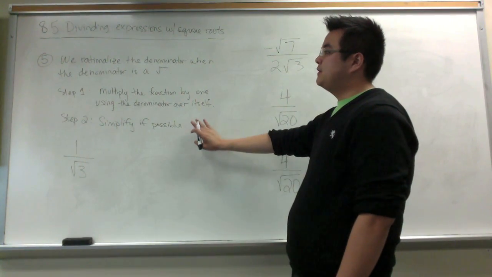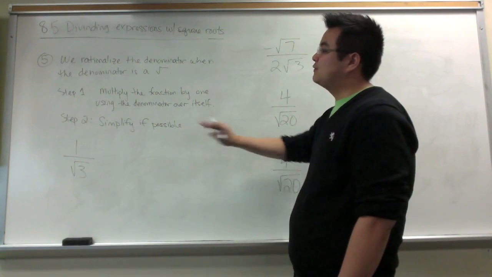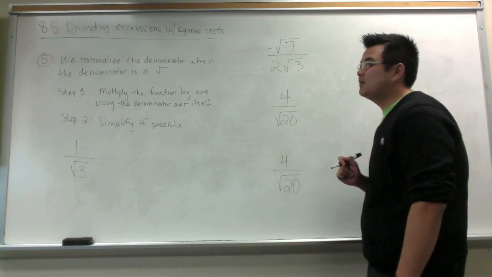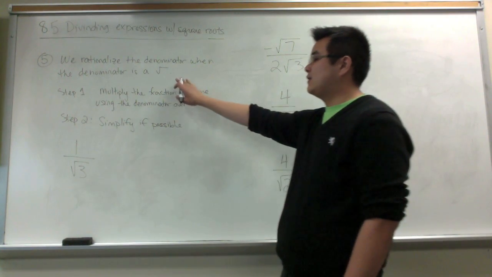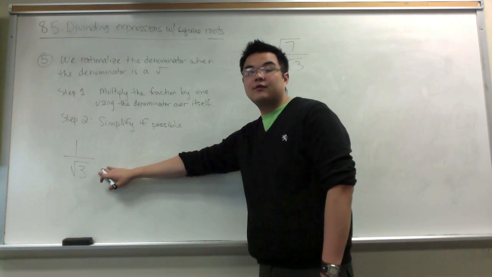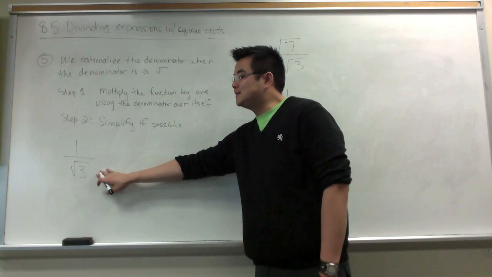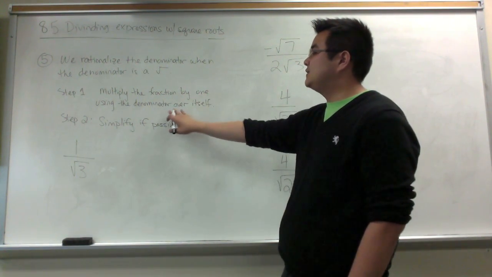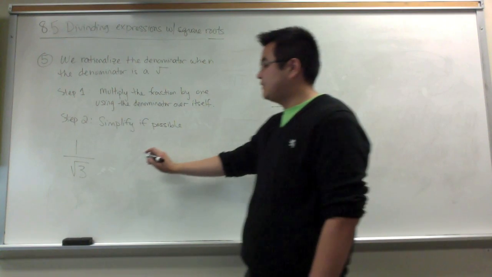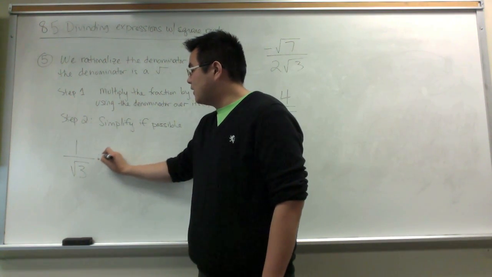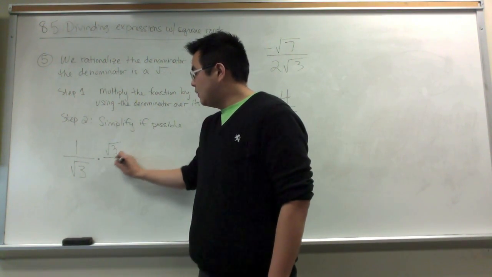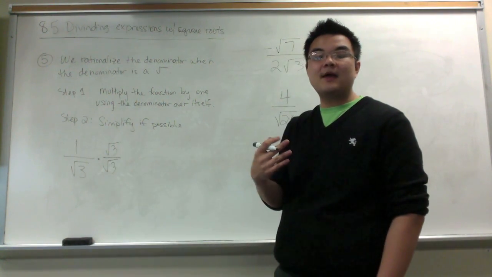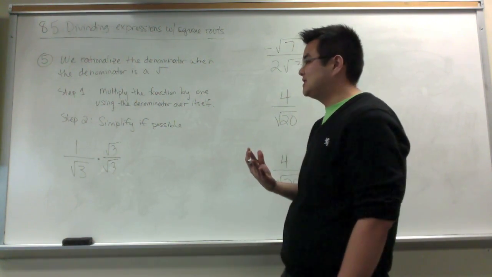In the last part of the notes for 8.5, we're going to rationalize the denominator. We rationalize the denominator when the denominator is a radical. So for example, 1 over root 3, we would have to rationalize the denominator. We do so by multiplying the fraction by 1 using the denominator over itself. So I'm going to multiply this expression by 1 using the denominator over itself. Because root 3 over root 3 is 1, and we can multiply any expression by 1 without changing its value.